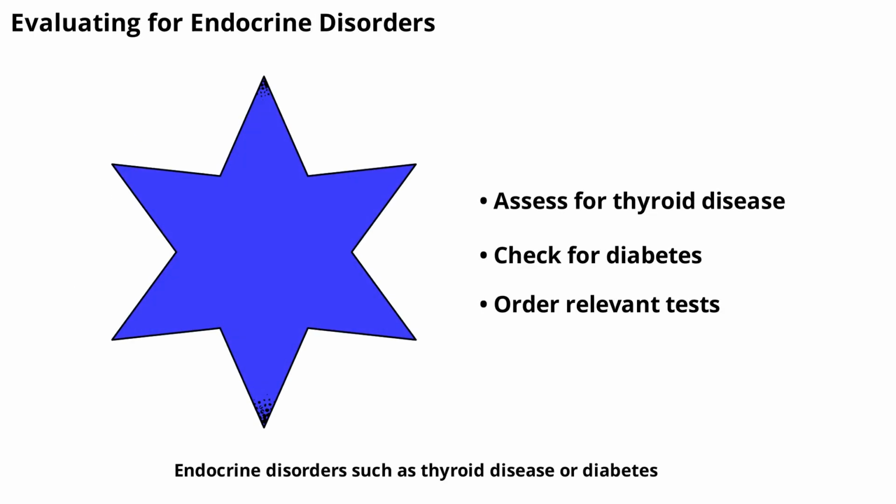Endocrine disorders, such as thyroid disease or diabetes, can cause symptoms similar to RLS. Doctors assess for signs of these conditions and may order relevant blood tests. Managing underlying endocrine disorders is an important part of comprehensive care for patients with RLS.